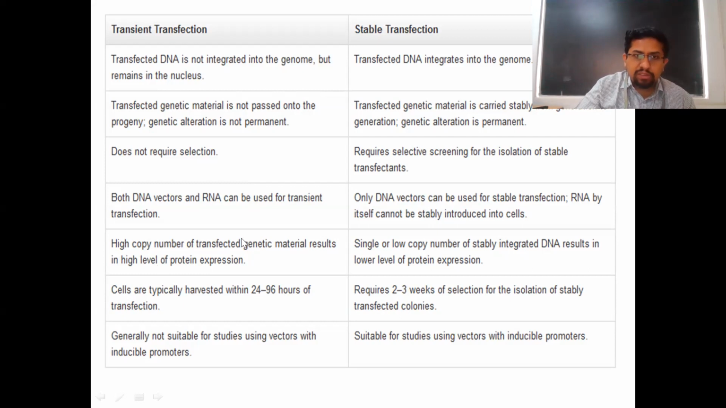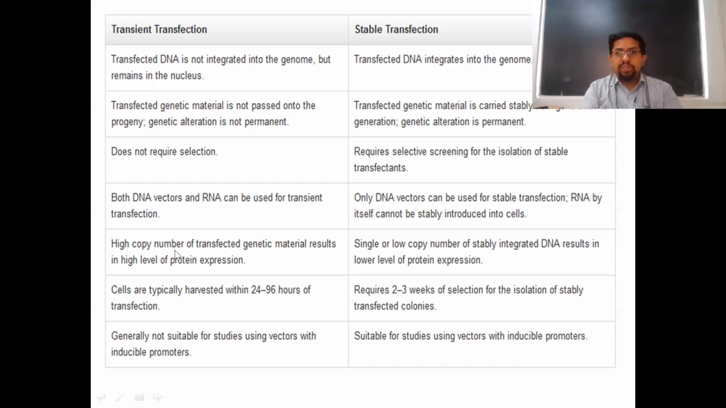Copy number, this is transfected. Once you mention the word transfected, it is only for eukaryotic cells. If I ask you a multiple choice question, whether transfection is for eukaryotic or prokaryotic cells, you have to mention that transfection is only for eukaryotic cells. You mention the word transformation, then it is for prokaryotic bacterial cells.